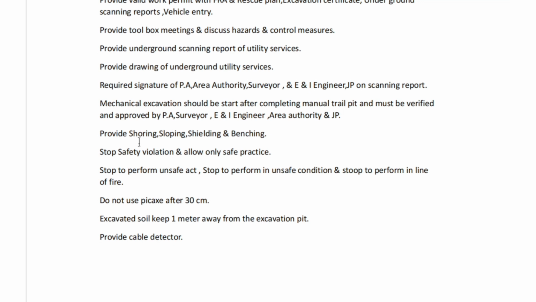Provide shoring, sloping, shielding and benching. Stop safety violations and allow only safe practice. Stop performing unsafe acts, stop working in unsafe conditions and stop working in the line of fire. Do not use a pickaxe after 30 cm. Keep excavated soil 1 meter away from the excavation pit and provide a cable detector.